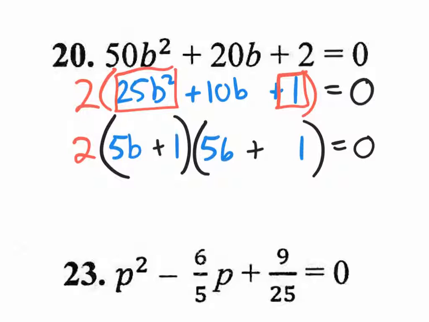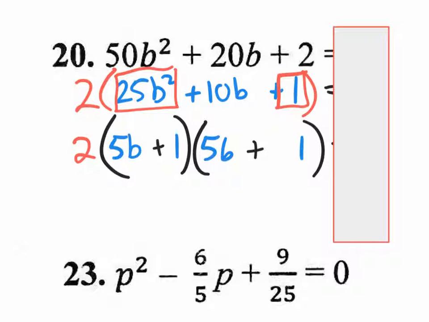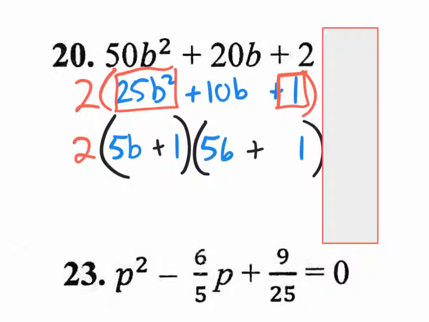Now, if it weren't an equation, if I just told you to factor, you would leave it exactly like this. Or you could also write it like this: 2 parenthesis 5b plus 1 squared. If I asked you to factor, you would either leave it like this or like this.